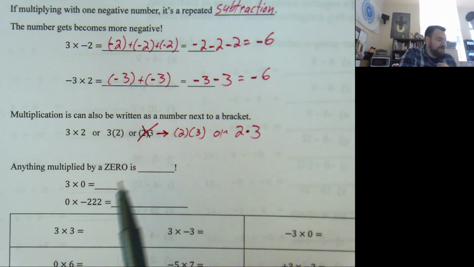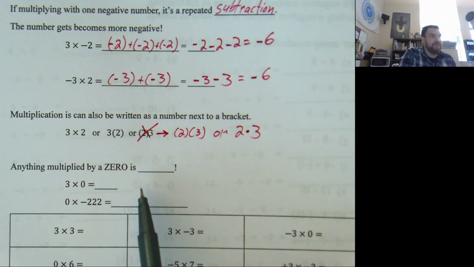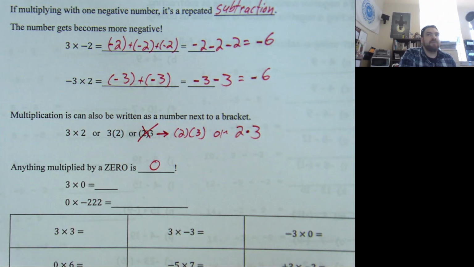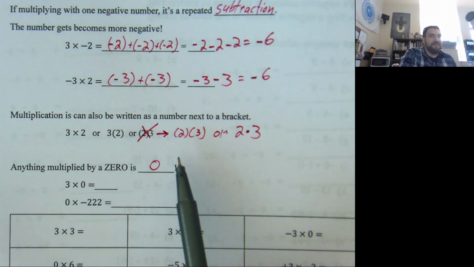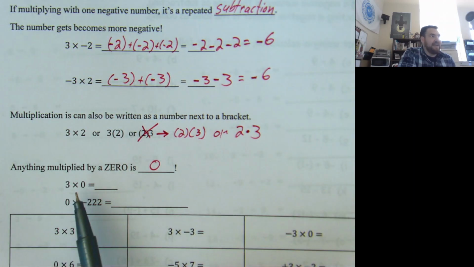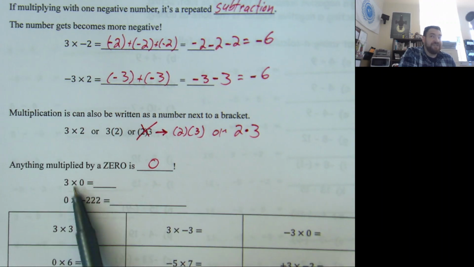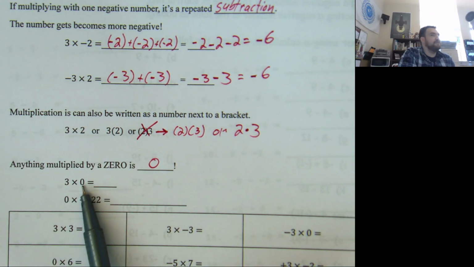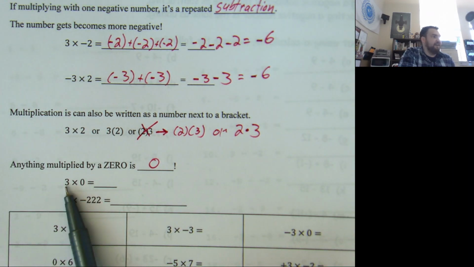So, anything multiplied by 0 is forever and always going to be 0. Because what does it mean to multiply by 0? Well, if multiplication is repeated addition, and I multiply by 0, what this operation is telling us to do is, I want 0 groups of 3 added together. If I have no groups, can I have any numbers?